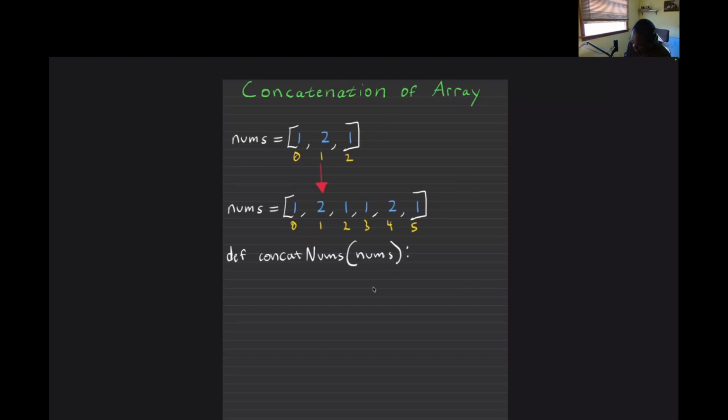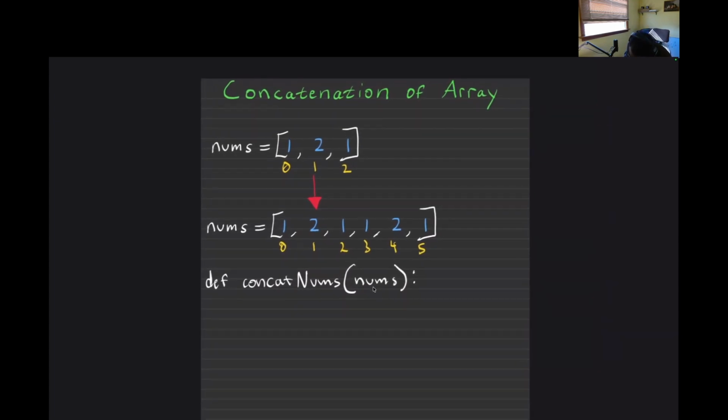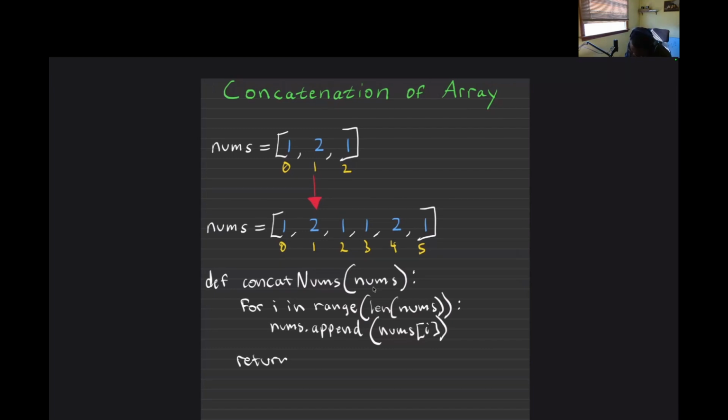Okay, so I mentioned if we're using CPU clock, that looks like a for loop, okay? So for, let's say, i in range of len of our given nums input, we can simply just say nums.append(nums[i]), right? And at the very end, we simply just return nums.